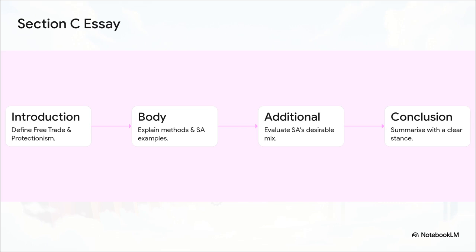Step 3, the additional part. This is where you evaluate the desirable mix or heavily argue your case based on whatever the prompt asks. And finally, Step 4, your conclusion. Don't just fade out, summarize it all with a clear, definitive economic stance.